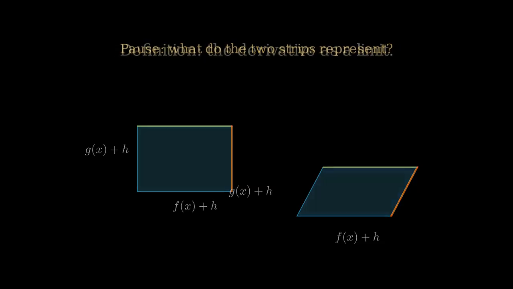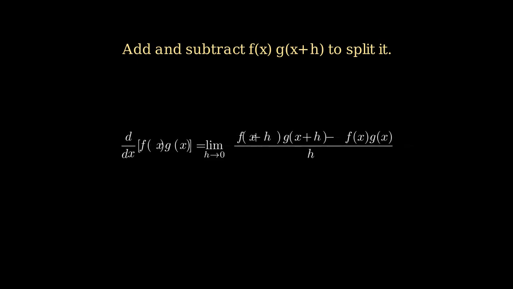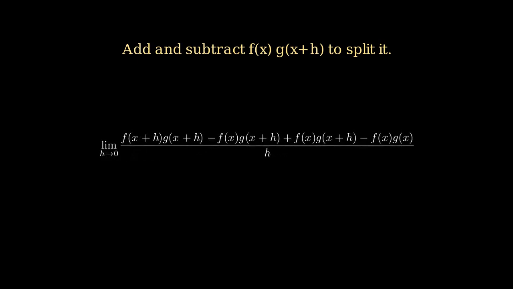Let's now derive this properly from first principles. The derivative of f of x times g of x is, by definition, the limit as h goes to 0 of the quantity f of x plus h times g of x plus h minus f of x times g of x, all divided by h. The numerator is exactly the total extra area we just drew, the 2 strips plus the vanishing corner.